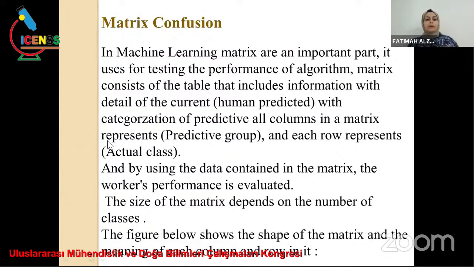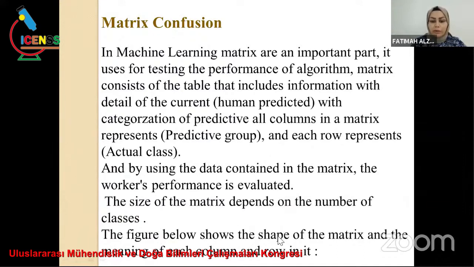Confusion matrix. In machine learning, matrices are a very important part. It's used for testing the performance of algorithms. The matrix consists of a table that includes detailed information about the actual classes and the predicted categorization. All columns in the matrix represent predicted groups, and each row represents actual classes. By using the data contained in the matrix, the model's performance is evaluated. The size of the matrix depends on the number of classes.